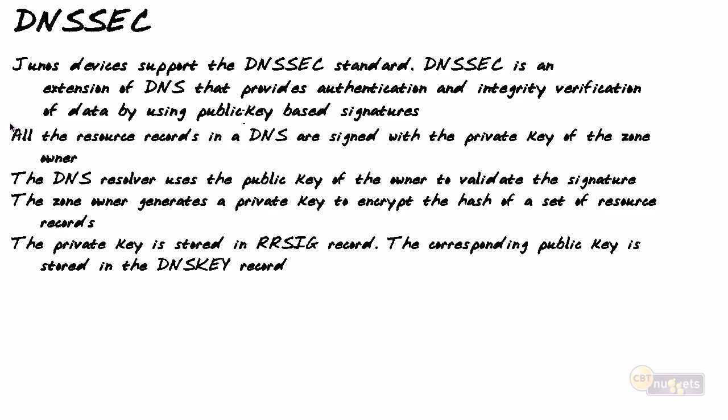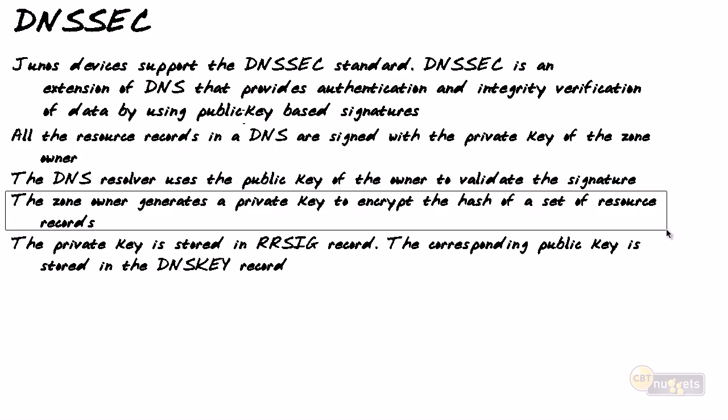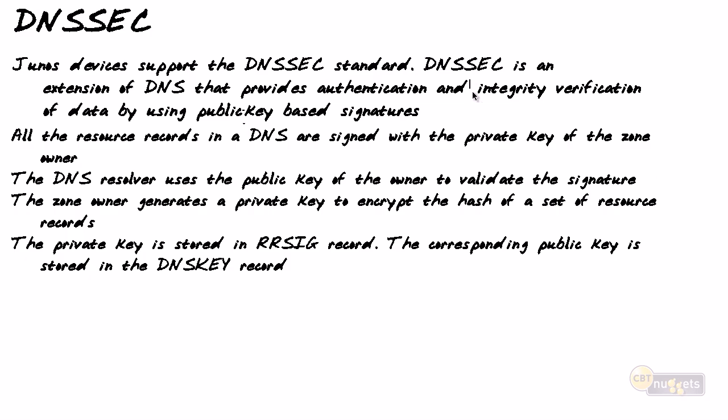With DNSSEC, all the resource records in the DNS will be signed with the private key of the zone owner. The resolver then uses the public key of the owner to validate the signature. The zone owner generates a private key to encrypt the hash of a set of resource records. This is actually what we call an HMAC, a hashed message authentication code, because the hash provides the integrity and the MAC provides the authentication. The private key is then stored in a special record called an RRSIG record, and the corresponding public key is stored in the DNS key record.